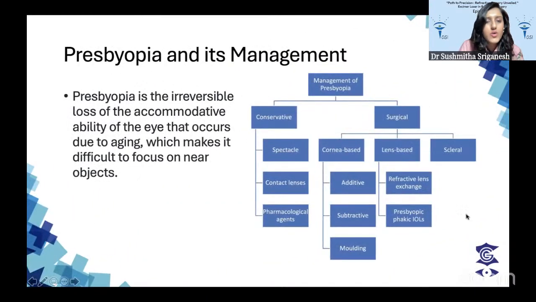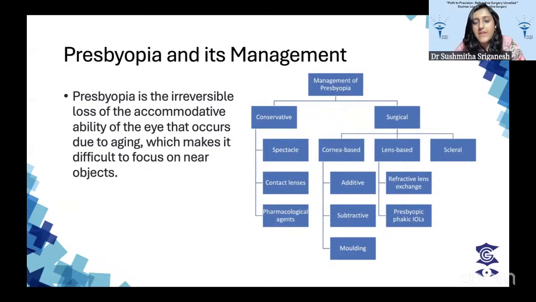As we all know, presbyopia is the irreversible loss of accommodative ability of the eye that occurs due to aging, which makes it difficult to focus on near objects. There are various modalities for management of presbyopia. This can be broadly divided into conservative, such as spectacles, contact lenses, and pharmacological agents, and the surgical modalities. This is further divided into cornea-based, lens-based, and scleral procedures.